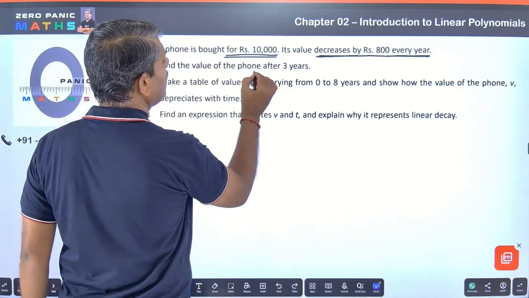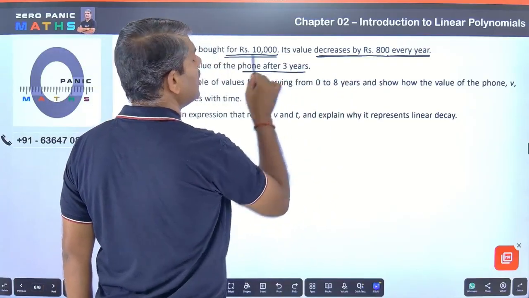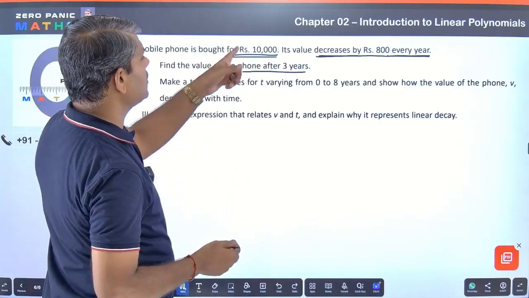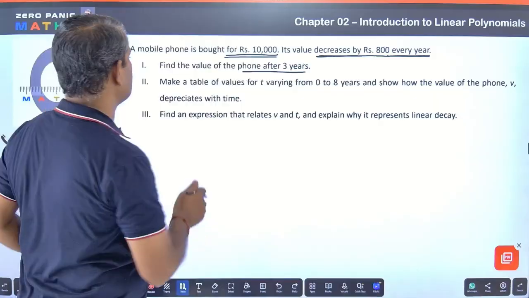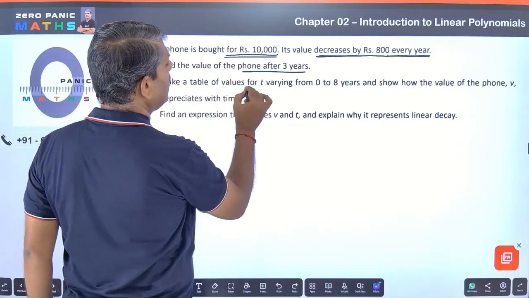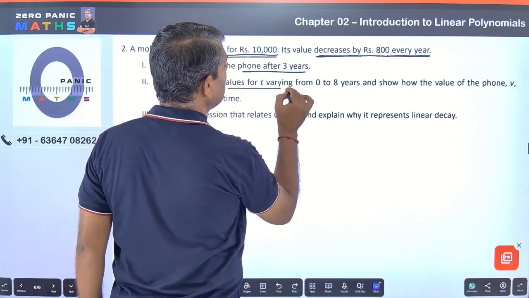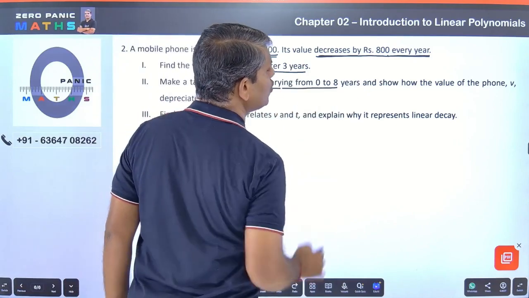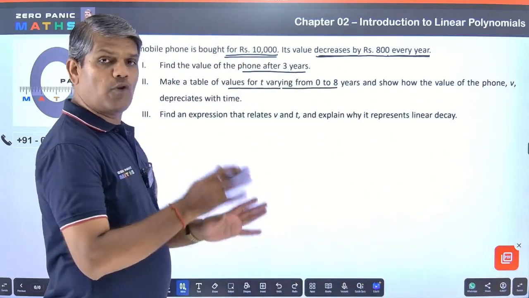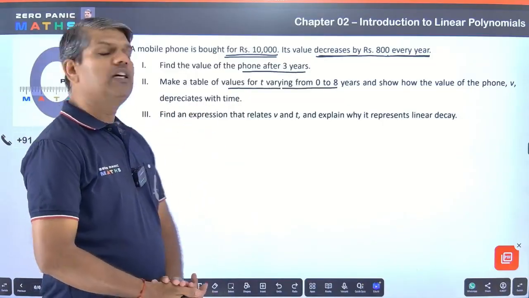Find the value of the phone after 3 years. For every year 800 decreases, so after 3 years what will be the value of this mobile? That is the simple first question. Second thing is, similar to the previous one, we need to make a table where the value of t, which is the time in years, varies from 0 to 8 years, and show how the value of the phone, which is represented by v, depreciates with time.